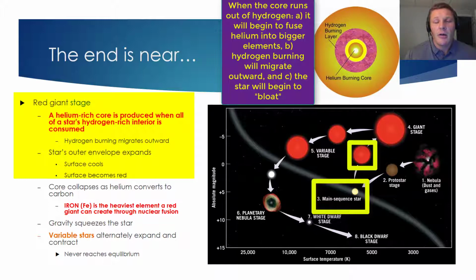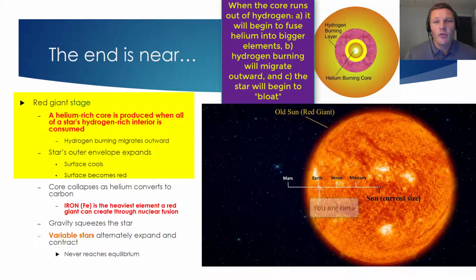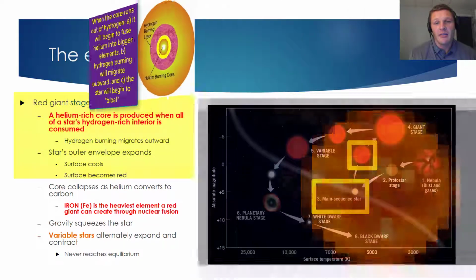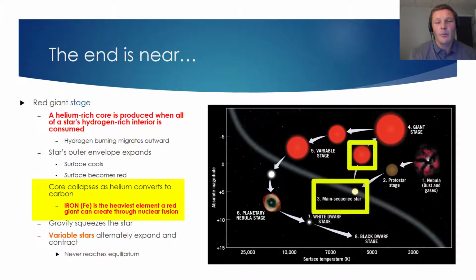A long time from now, our sun will go through this process. And when it does, it will expand to a point that it actually eats Earth. In other words, it will expand out past our orbit where Earth will be inside of the Sun. Don't worry, you and I will be long dead when this happens. But as the star approaches its final death twitches, the core will collapse as helium converts to carbon. And it should be noted that the heaviest element a star can produce through nuclear fusion is iron.